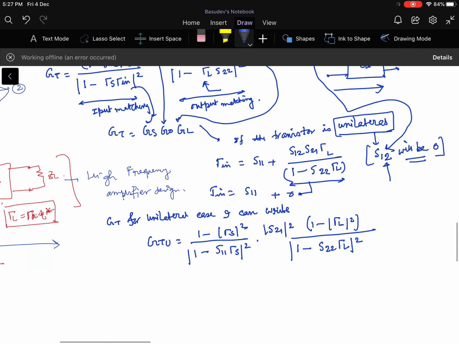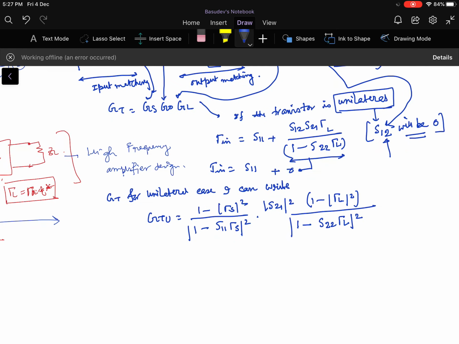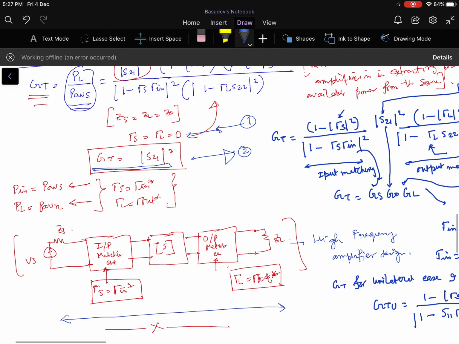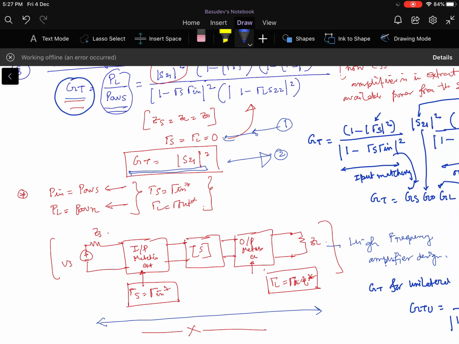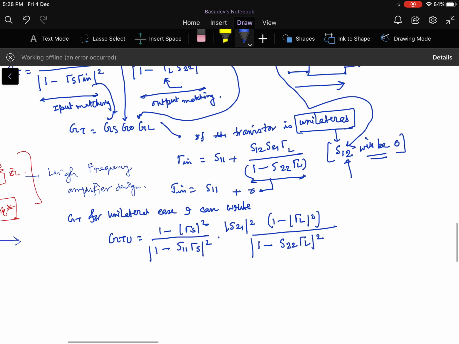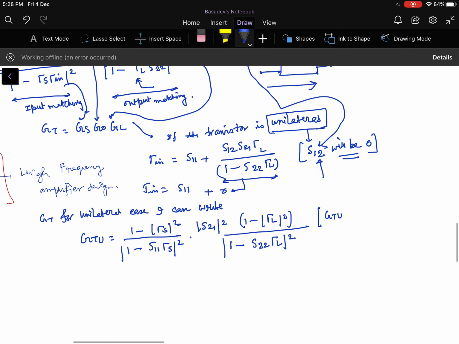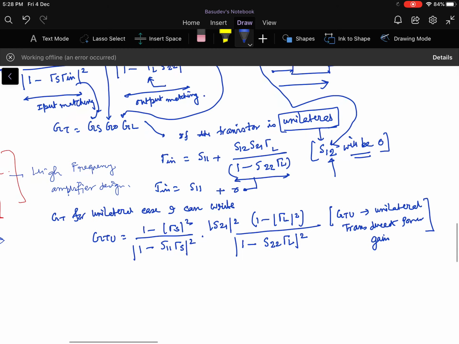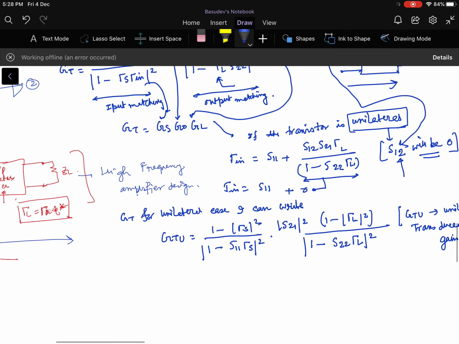So this GTU is called the unilateral transducer power gain. This is just a derived version of the transducer power gain that yesterday we have defined. From that we have defined, for a specific condition, the unilateral transducer power gain. So I am writing it in bracket, my GTU, it will be unilateral transducer power gain. So in general, these are the power gains which existed.